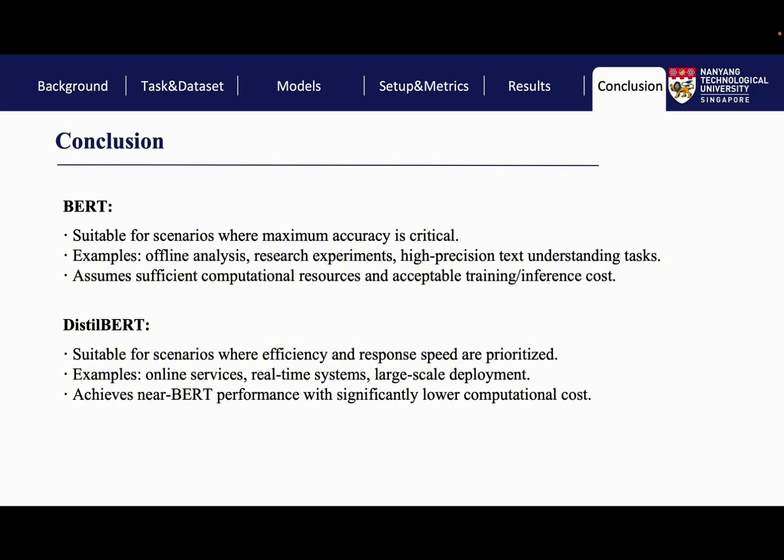On the other hand, DistilBERT is better suited for scenarios where efficiency and response speed are prioritized. This includes online services, real-time systems, and large-scale deployment environments. Despite its smaller size, DistilBERT achieves near-BERT performance while significantly reducing computational costs. Therefore, the choice between BERT and DistilBERT should be guided by the specific trade-off between accuracy requirements and resource constraints.